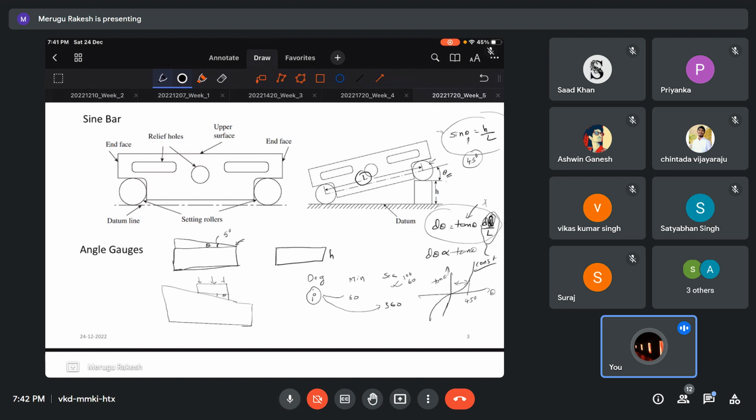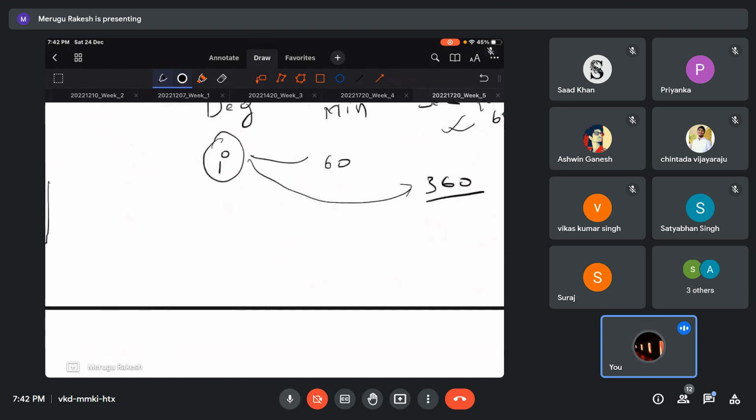So if any value is given, you have to divide or multiply with this value in order to get how many seconds it is before using it in the question. This is a small mistake generally people make. Let me give one example. Suppose I say theta is equal to 32 degrees, 5 minutes, 6 seconds, and I have the length of the sine bar as 200 mm. Can you give me the height?